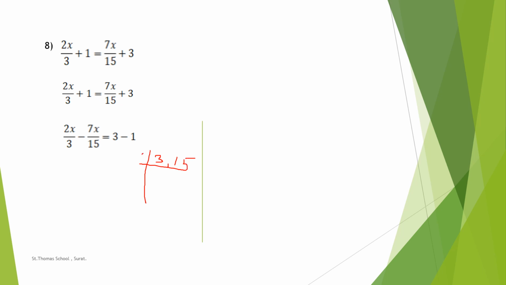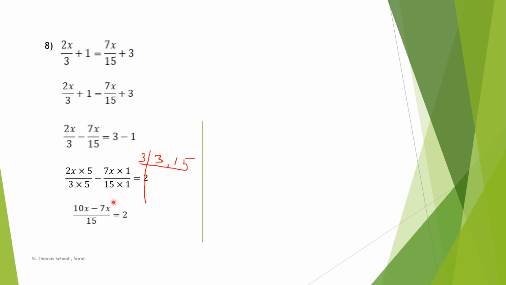Both are multiples of 3. You can find yourself. LCM of 3 and 15, that is 15. Now, 2x by 3. 3 5s are 15. Multiply 5 in the numerator. Middle sign is minus. 7x by 15. Now, 15 ones are 15. And 7x multiplied by 1. Clear? Is equal to 3 minus 1, that is 2. Now, 5 2s are 10x. And 7x into 1, that is 7x by 3 5s are 15 and 15 ones are 15.